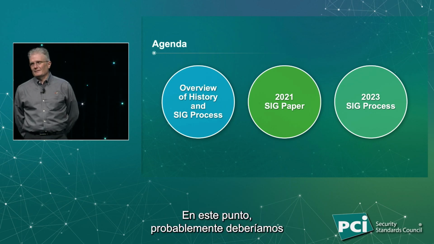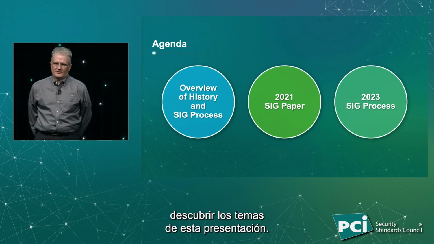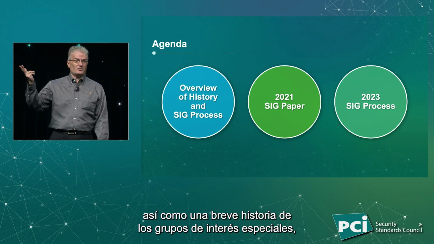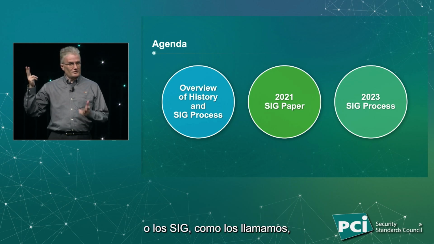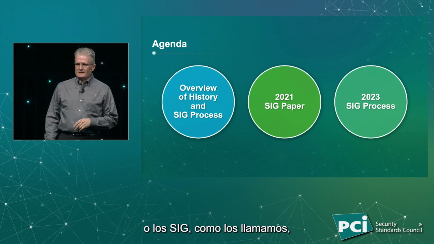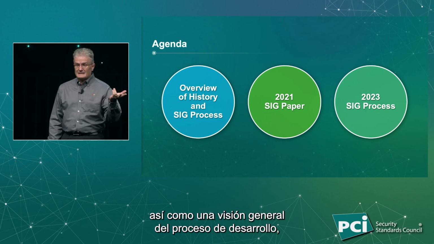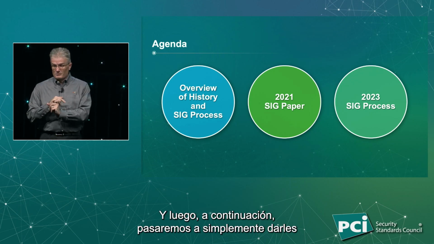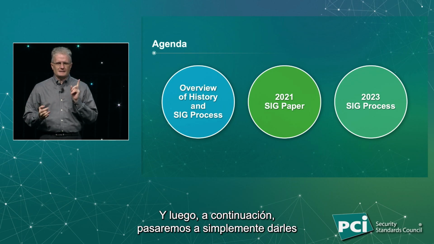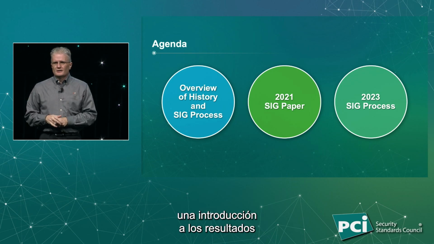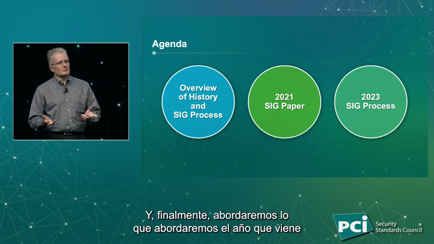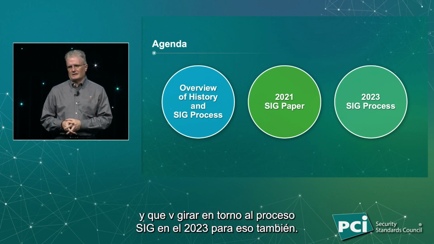At this point, we should probably lay out the topics of this presentation. In this session, we'll be providing an overview as well as a brief history of the special interest groups, or the SIGs as we call them, as well as an overview of the development process, as well as identifying some goals of the SIG. Next we'll give you an introduction to the results of the most recent SIG effort. And then finally we'll touch on what the next year has to come around the 2023 SIG process as well.